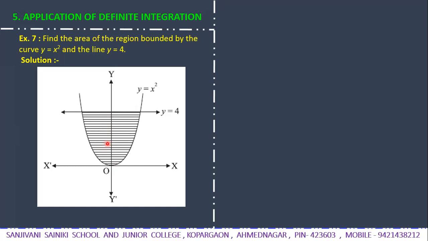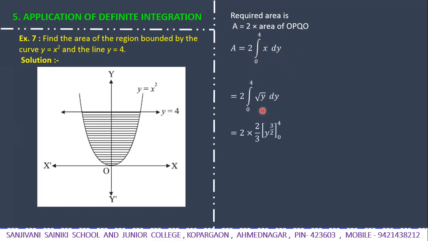2 times the area that lies in the first quadrant between 0 to 4, so 2 times the integral from 0 to 4 of x dy. What is x? x is root y. So find its integral, and you get the required area to be 32 upon 3 square units.